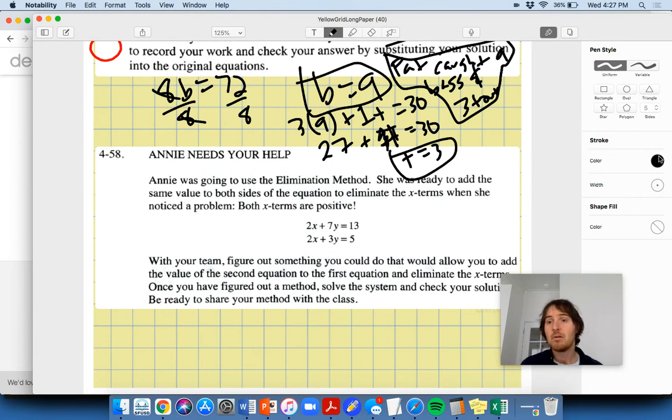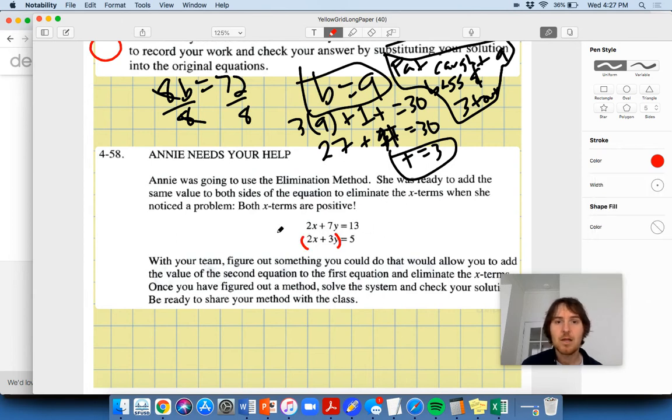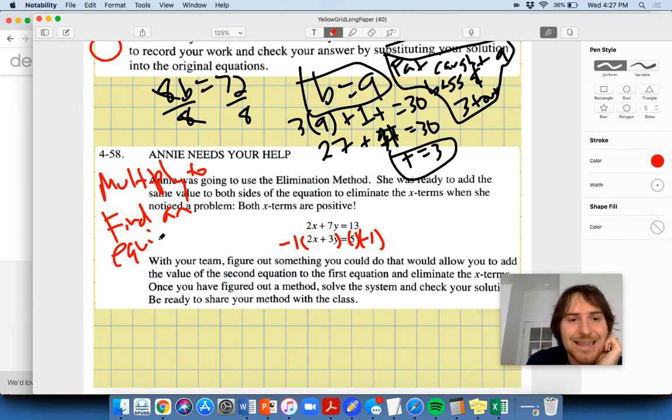Well, you know what? We can actually subtract both sides of the equations. Or what we can do is multiply this by -1. Remember, we could find an equivalent equation. Remember we did this yesterday. Multiply to find an equivalent equation.